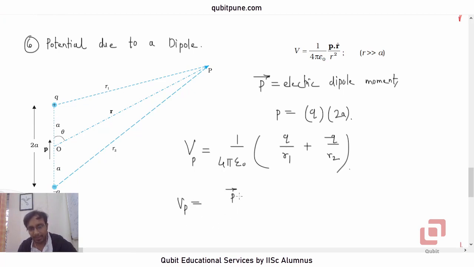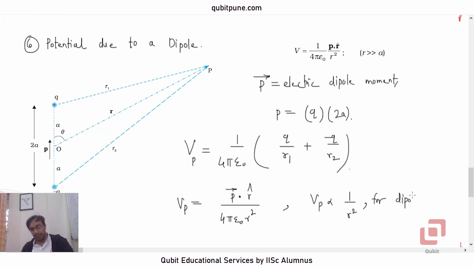P bar dot r cap, where r cap is the unit vector in the direction from the center of the dipole to the point where you want to find the electric potential, divided by 4 pi epsilon naught r squared. So potential does not always vary inversely with r. It also varies inversely with 1 upon r squared for a dipole.